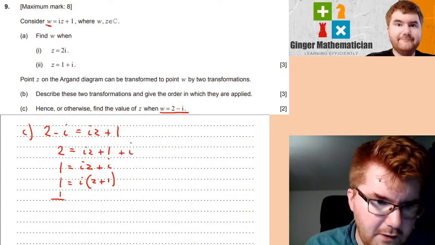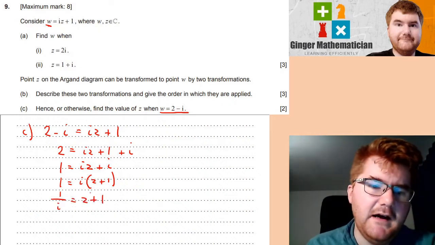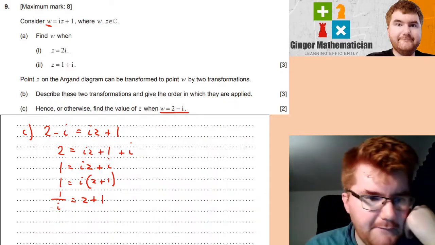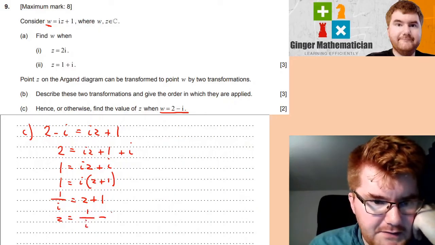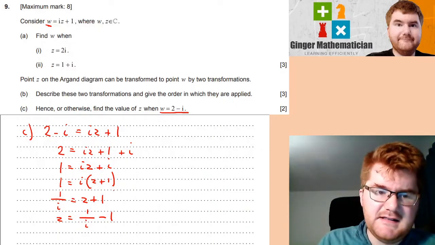So I get 1 over i is equal to z plus 1. And then finally, I'm going to minus 1 from both sides. And if I do that, I get z is equal to 1 over i minus 1. Now, it's not very clear exactly how they want the answer left here.